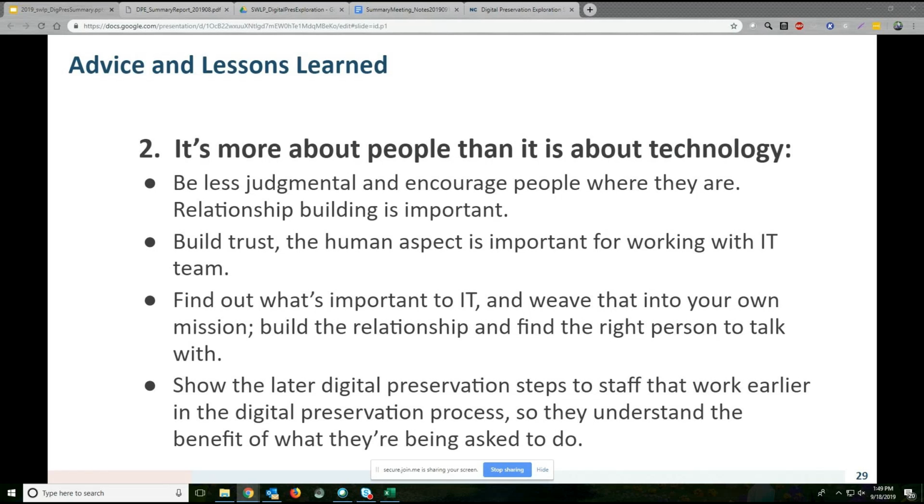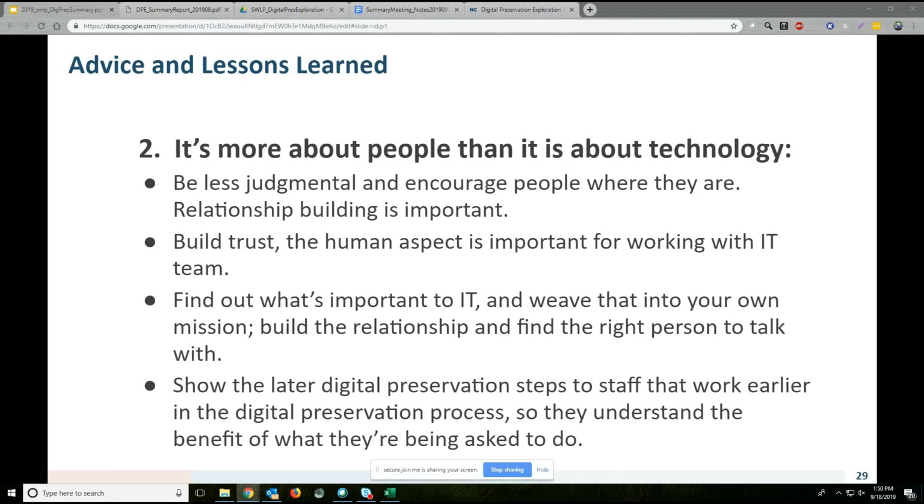Whether that means you're trying to partner with people to encourage them to contribute information and content into your digital preservation collection or your repository, meeting them where they are is more likely to get them to participate. But it also means, if you're partnering with IT, weaving what's important to them into your own mission and building that relationship and finding the right person to talk with can really help make that a smoother process. Building trust and acknowledging the human aspect of working with the IT team, or any other team that you're trying to partner with, is also a really important aspect of dealing with people in this process.